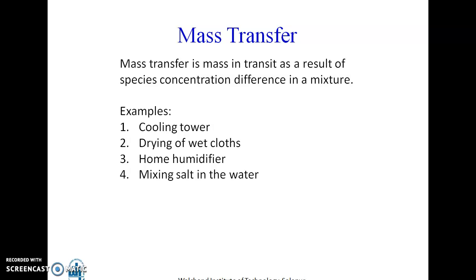For the fourth example, when we mix salt in water, the salt crystals get dissolved. So the concentration of the salt in the water increases. This is a very good example of mass transfer.